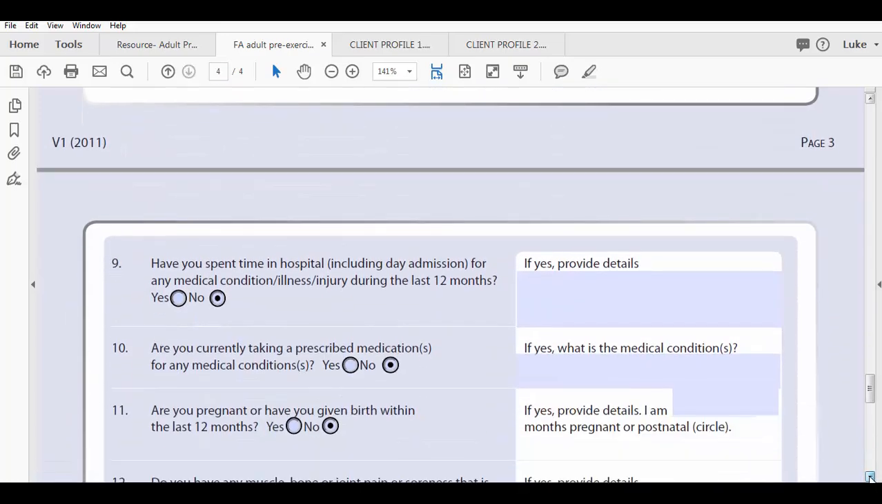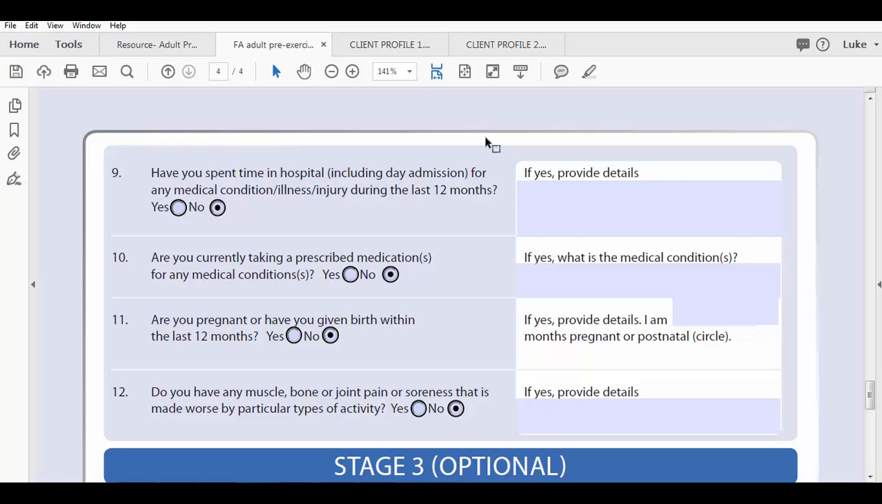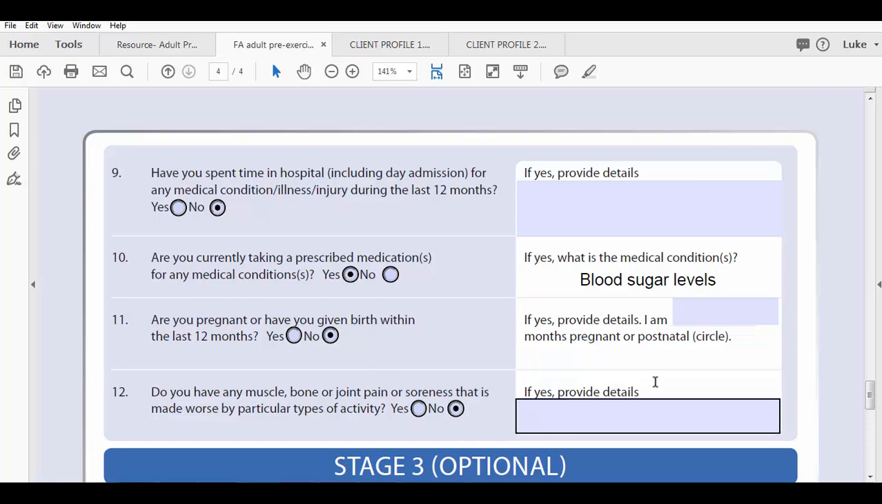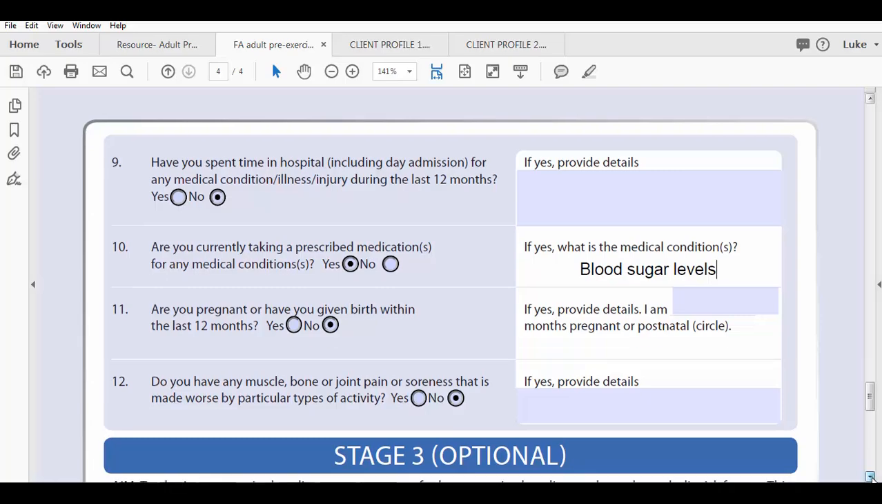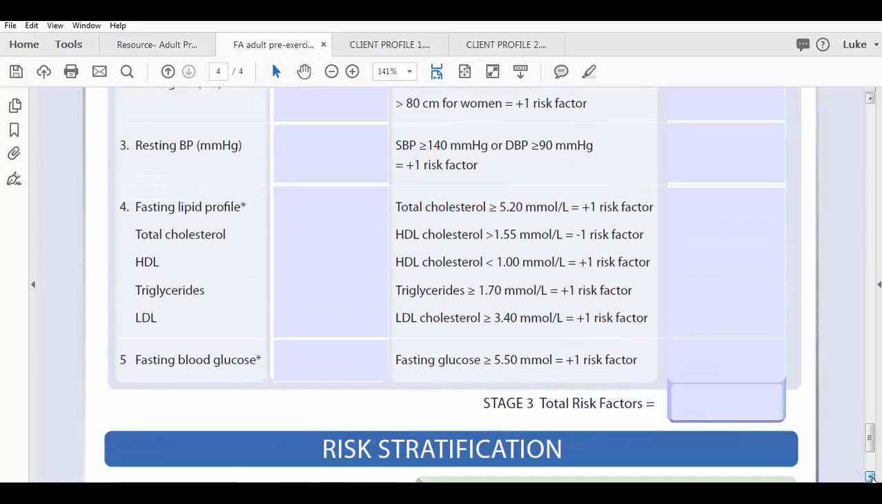Now if we go down, answer these questions. No time in the last 12 months in hospital, so we leave that as a no. Any prescribed medications? Yes. For blood sugar levels. Pregnant in the last 12 months? No. Any bone or joint injuries? No. So we leave them as they are. Stage 3, we don't do, so we leave that blank.